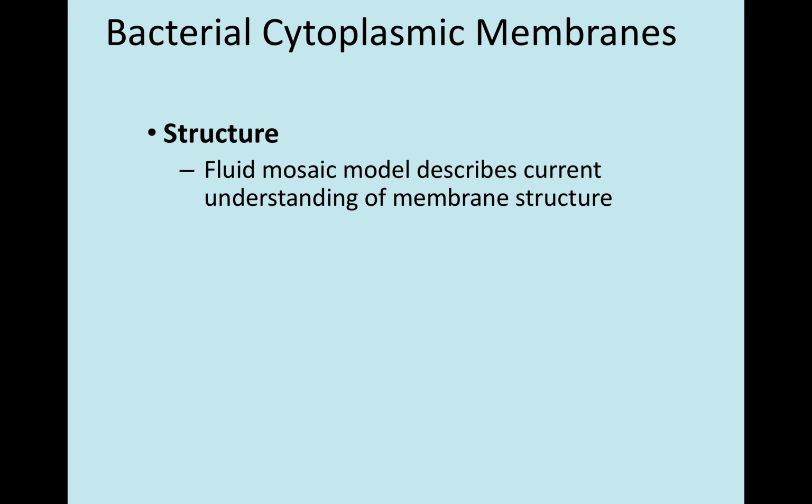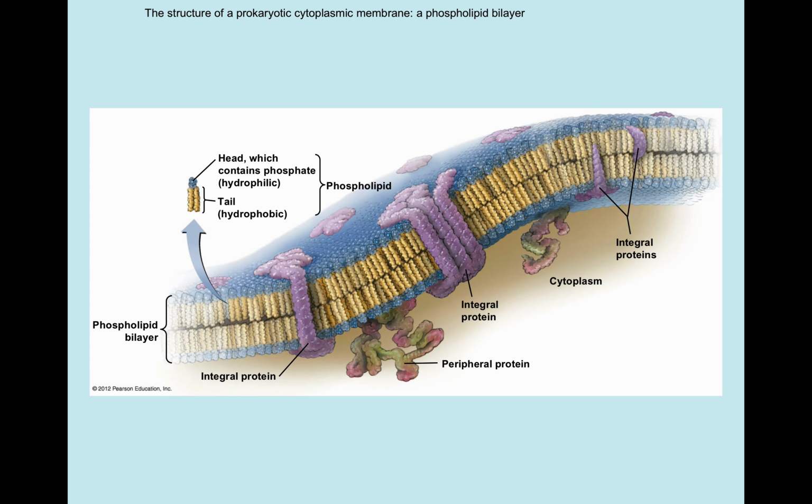The structure is defined as a fluid mosaic model, which basically means that the proteins and the phospholipids in the cytoplasmic membrane are not fixed in one location, but they are fluid and they do move about. Here we can see an image with the hydrophilic, water-loving heads and the hydrophobic tails oriented inside the phosphate groups. As you can see here, there are the different proteins located throughout the membrane.